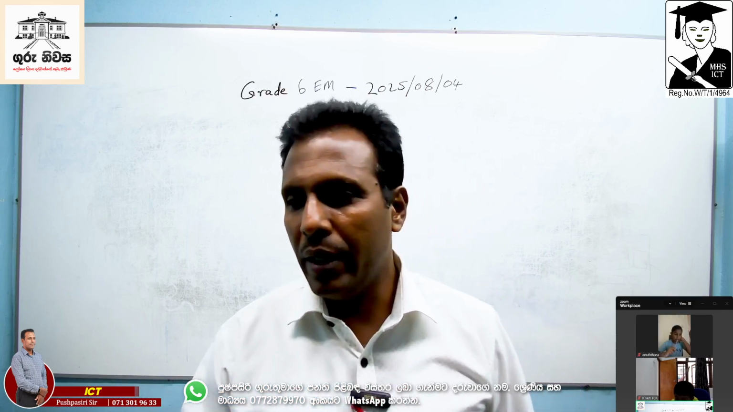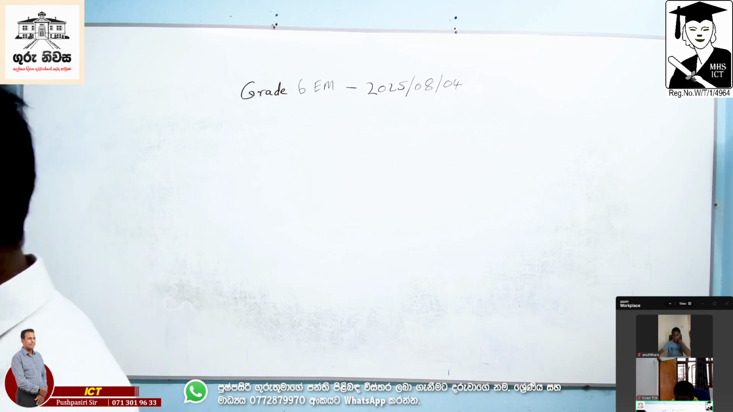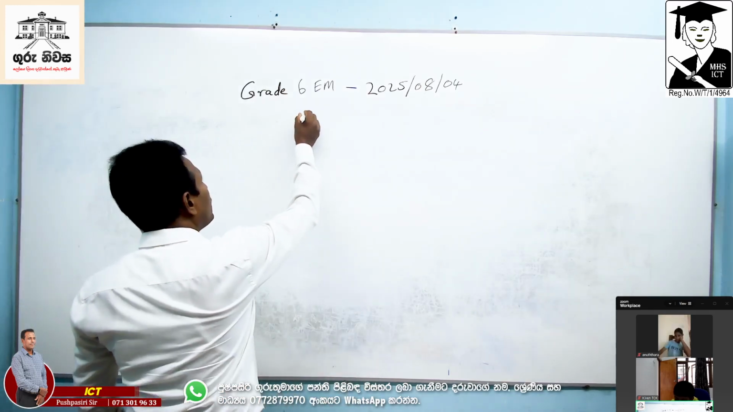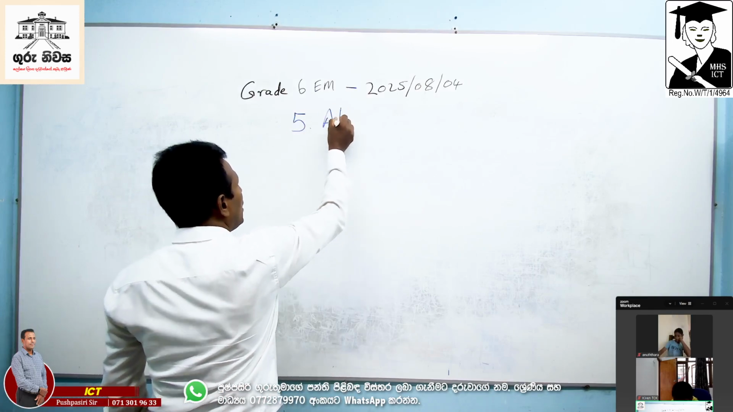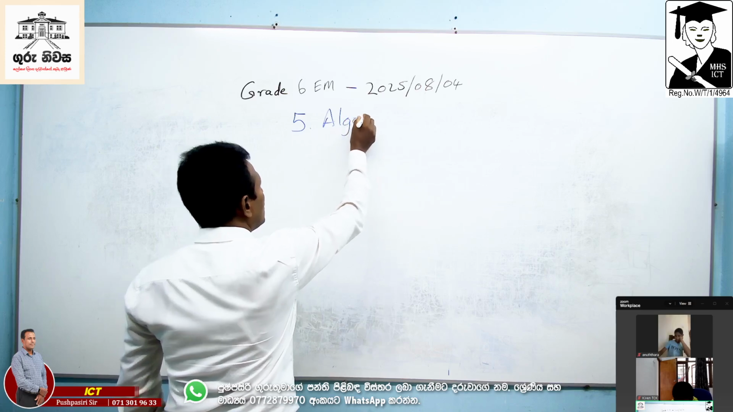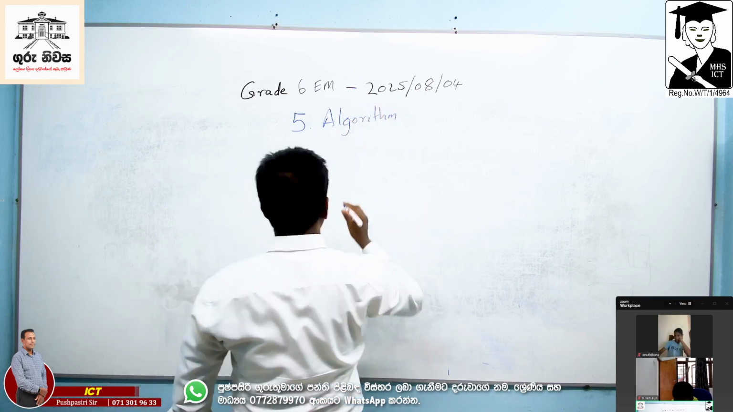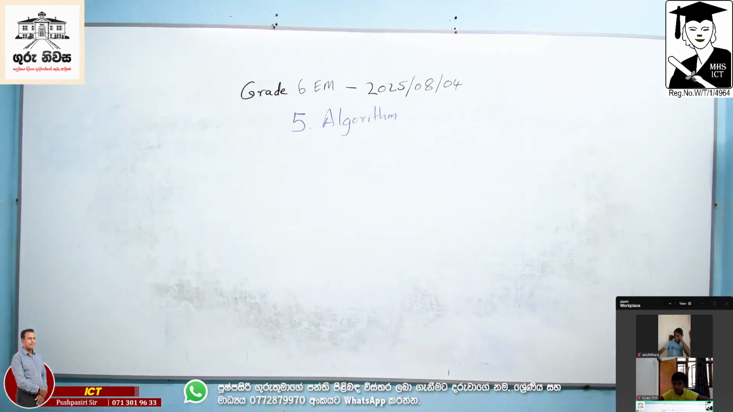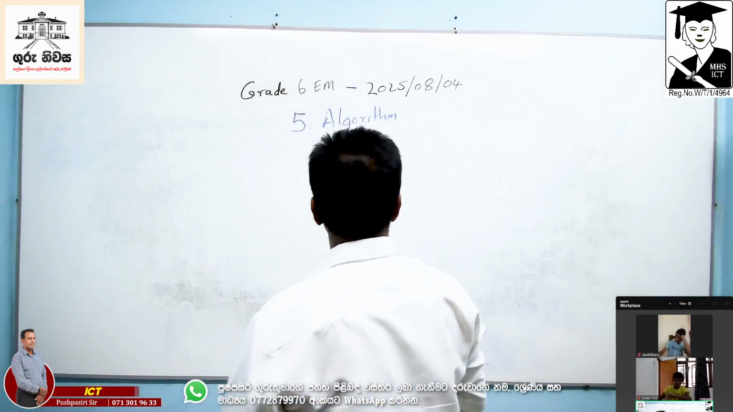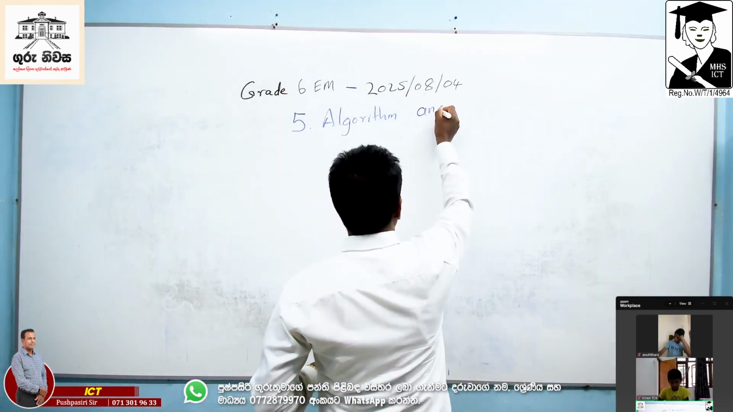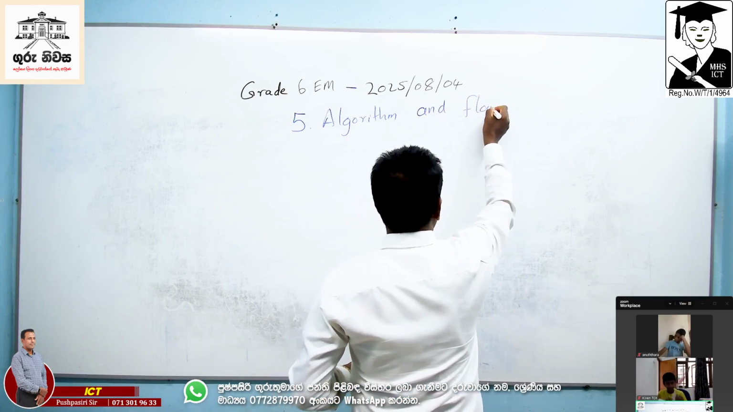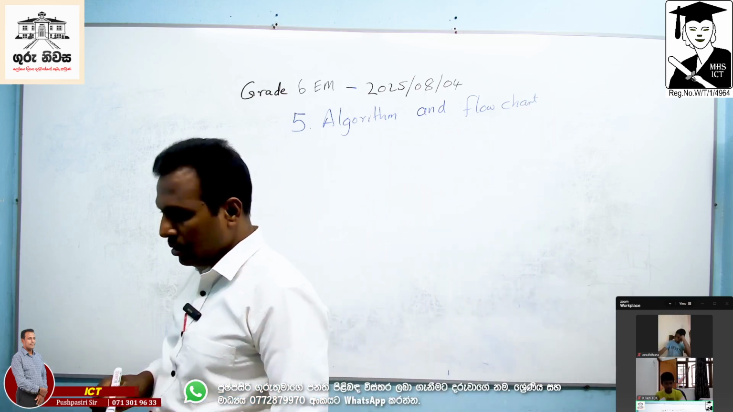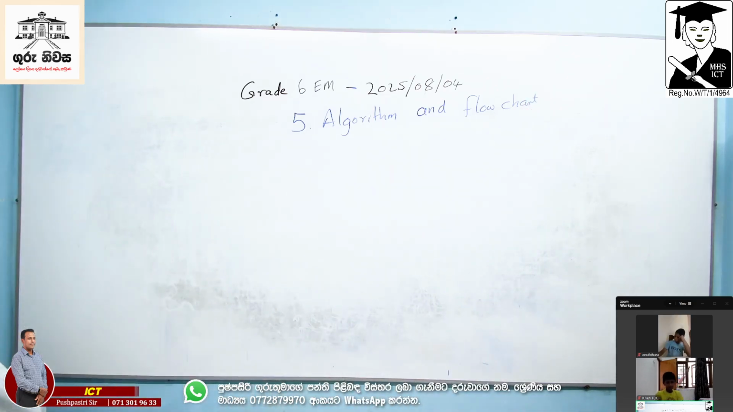Okay, so can we write down the lesson name: lesson number 5, algorithm and flowchart.